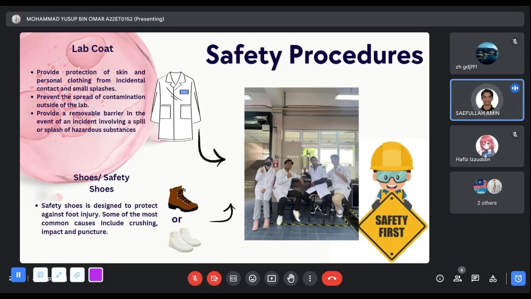So the safety shoes are designed to protect against foot injury, which is to protect our feet from the common causes including crushing, impact and puncture. Next.